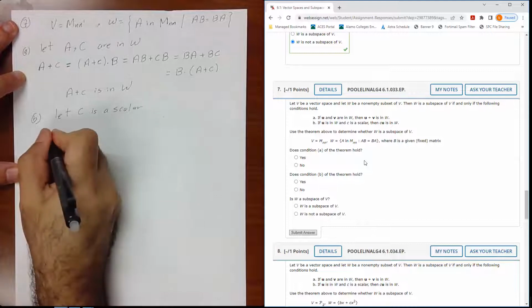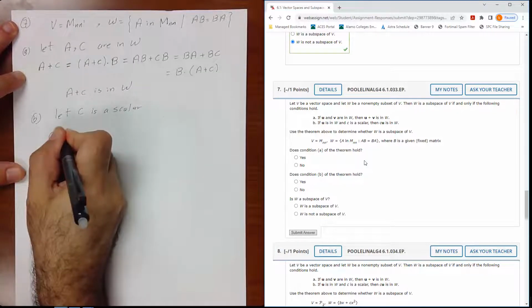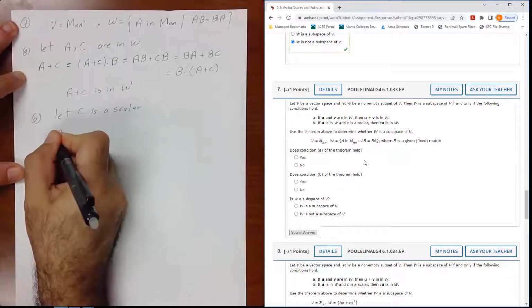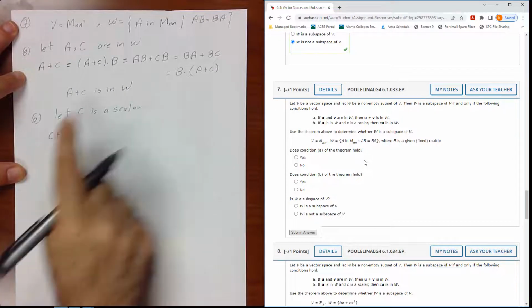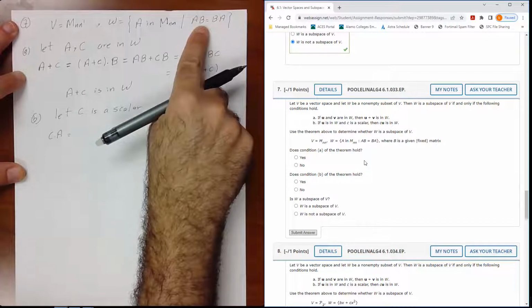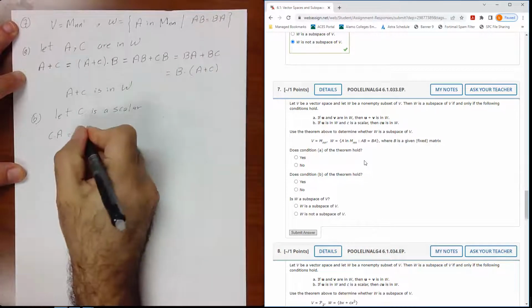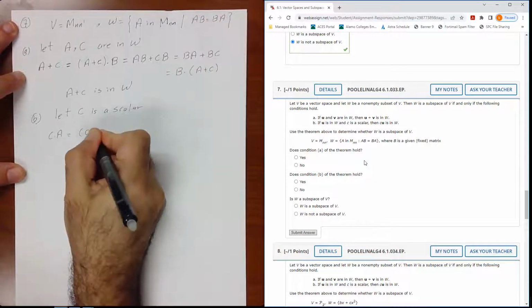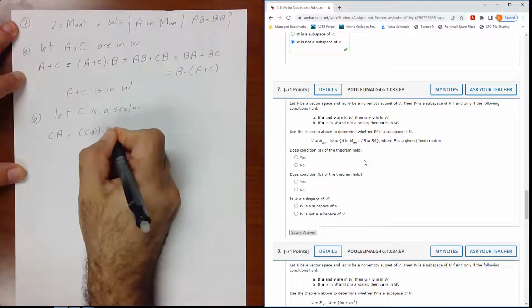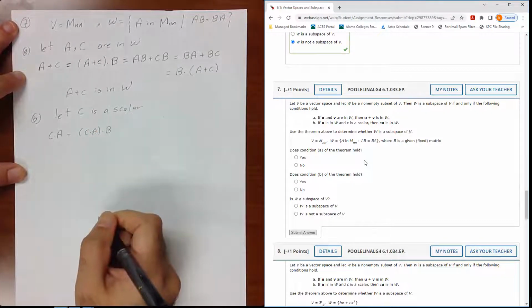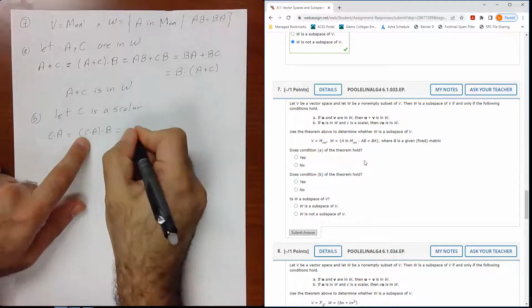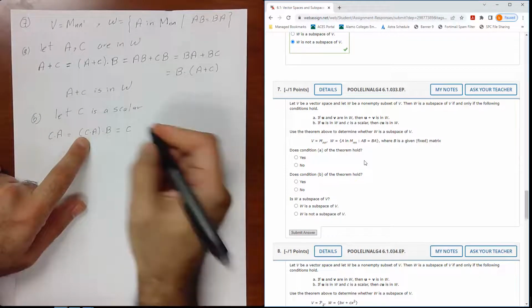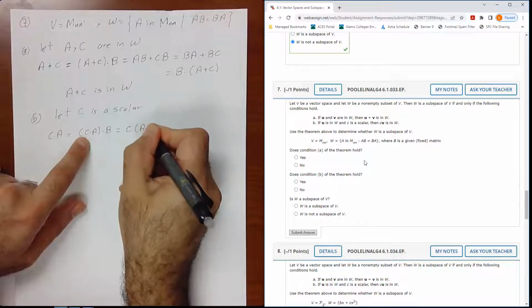Then C times the matrix A is going to be equal. Now I'm going to go to this condition, which is the matrix B. That means it's C times A with the matrix B. So in this case, this one is exactly the same thing, C, and here's A with the B.